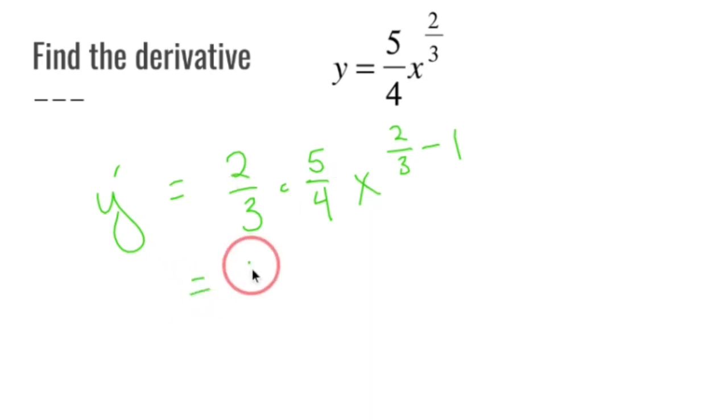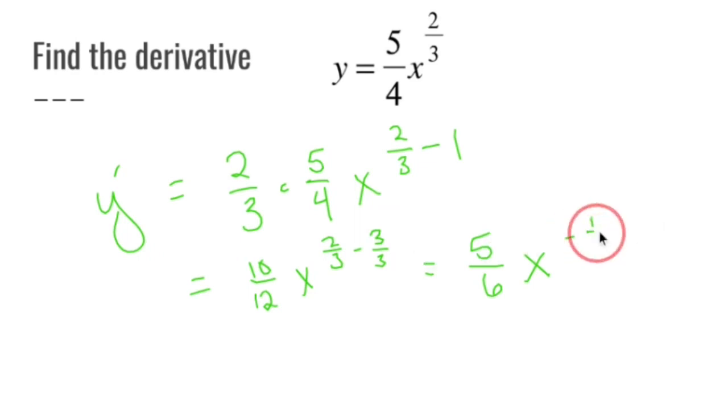2 times 5 is 10. 3 times 4 is 12. I can simplify that. X to the 2/3 minus 1. That's the same thing as saying 2/3 minus 3/3 for those of you who hate fractions. All right, so let me clean all this stuff up a little bit. That gives me 10 over 12 is 5/6. X is x. 2/3 minus 3/3 is negative 1/3.